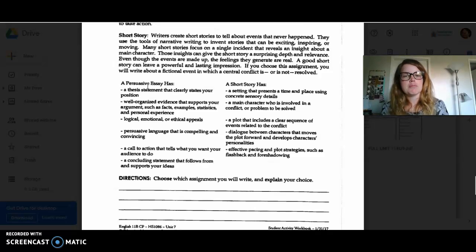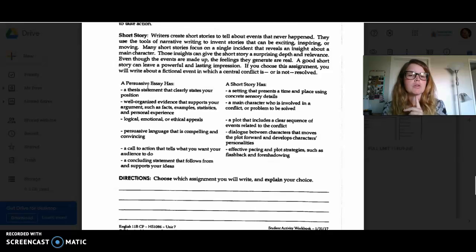You have to have a plot that includes a clear sequence of events related to the conflict. So like I told you before, that little mountain or roller coaster, however you learned it. Dialogue between characters that moves the plot forward and develops characters' personalities. So dialogue is something that will be really important. You'll have to know how to punctuate dialogue, so make sure to be careful with that. Your dialogue should be realistic and help to move the plot forward. So don't have them just talking about nothing. That's an absurd drama. That's not this.